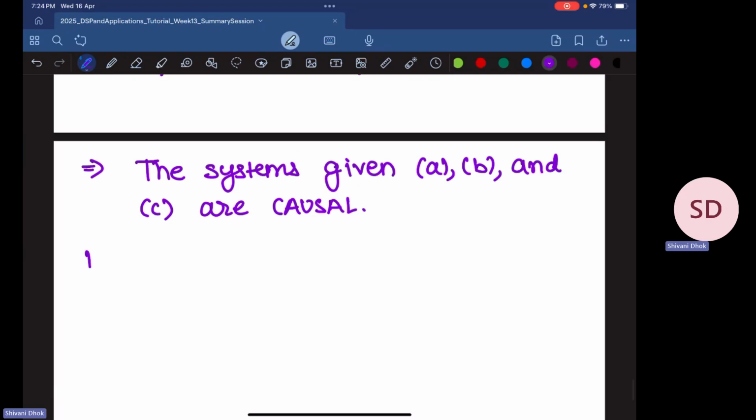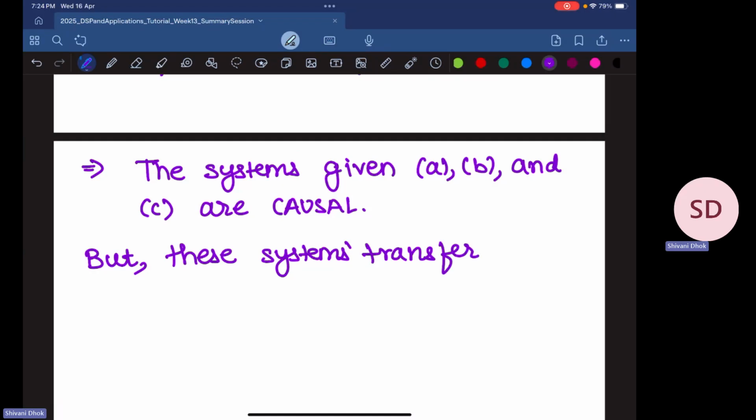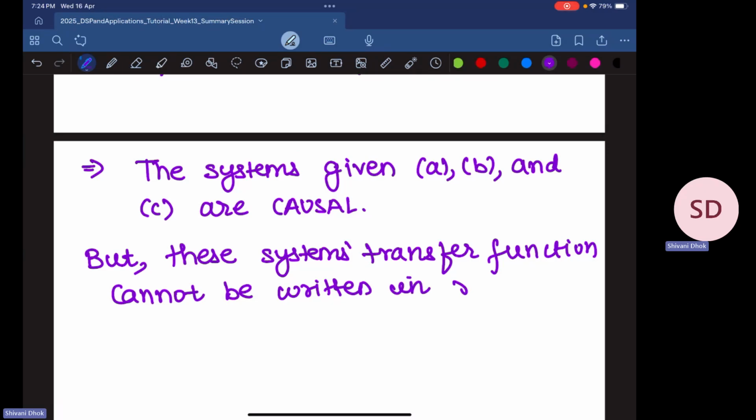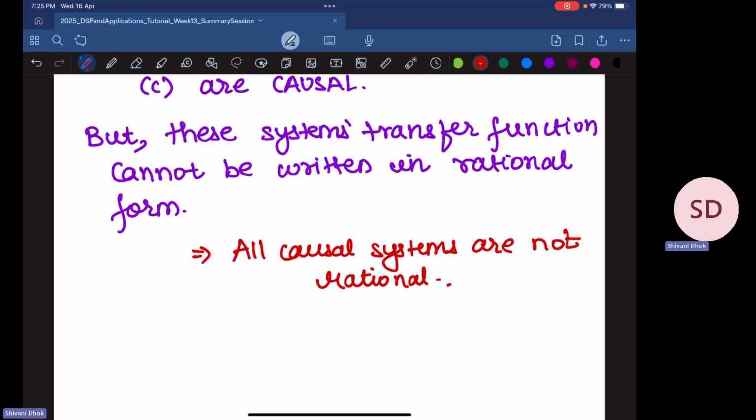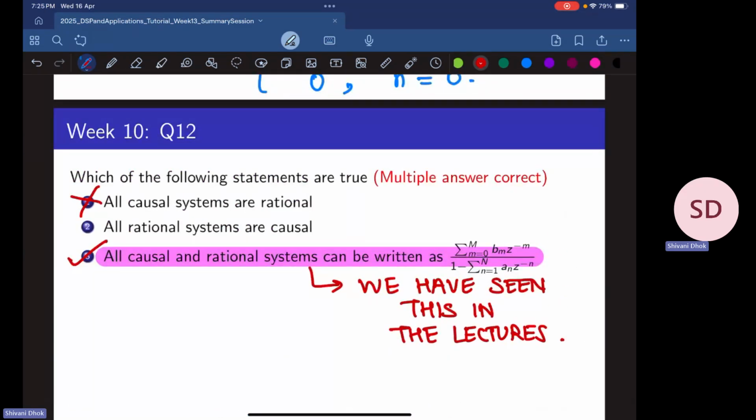But the transfer function of these systems cannot be written in rational form. So this means that all causal systems cannot be represented as rational systems, or are not rational. So the first option that is given to us is wrong.